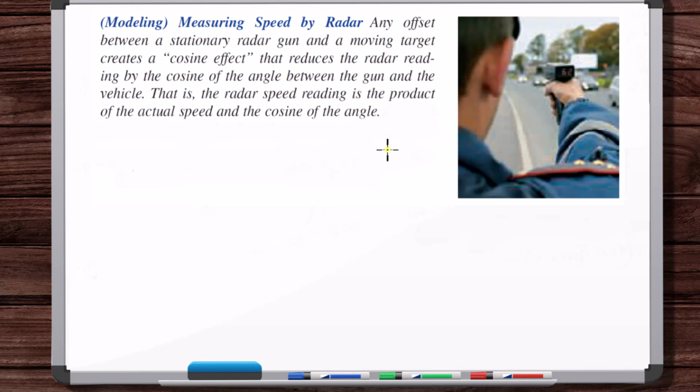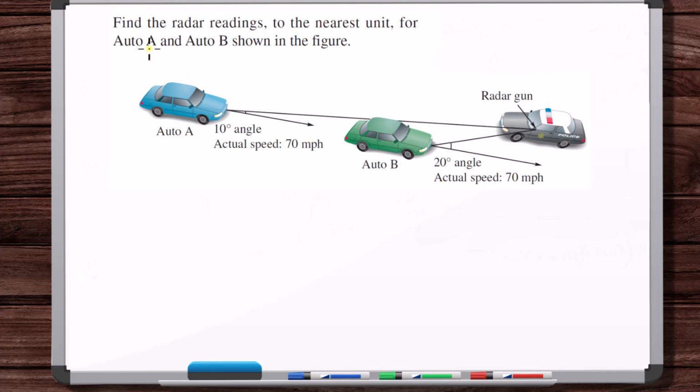Okay. Any offset between a stationary radar gun and a moving target creates a cosine effect that reduces the radar reading by the cosine of the angle between the gun and the vehicle. That is, the radar speed reading is the product of the actual speed and the cosine of the angle. So we want to find the radar readings to the nearest unit for auto A and auto B.